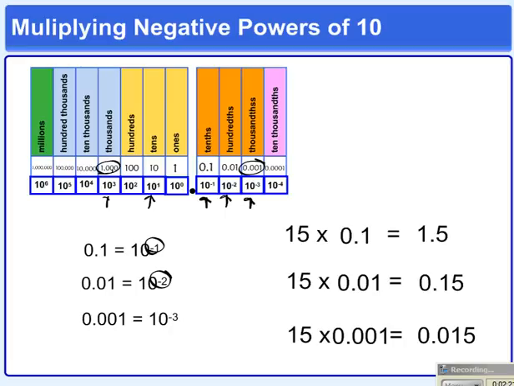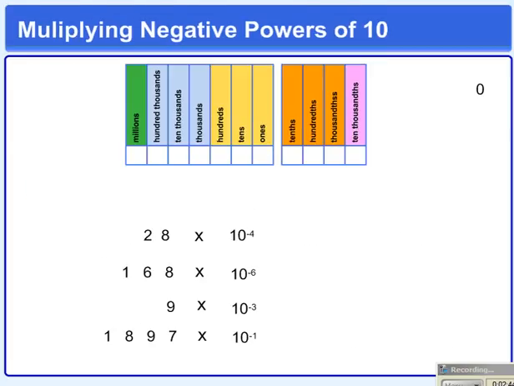So instead of saying 15 times 1/10, we would say 15 times 10 to the negative 1. And instead of 15 times 100th, it is 15 times 10 to the negative 2. And instead of 15 times 1,000th, it is 15 times 10 to the negative third power. So let's look at it here. We're going to be multiplying negative powers of 10.